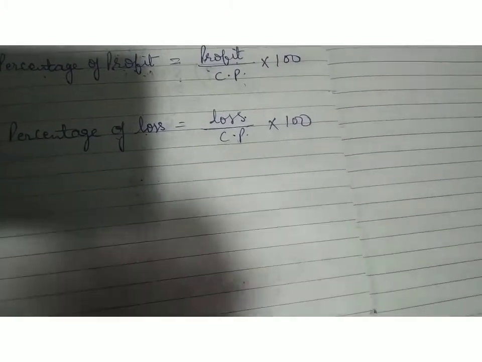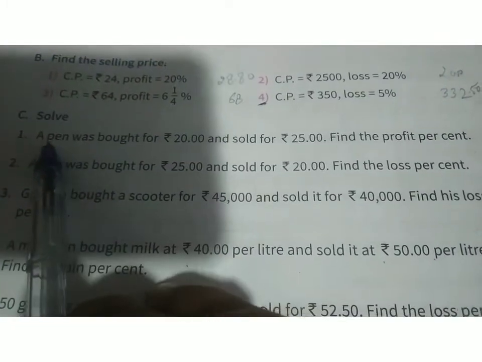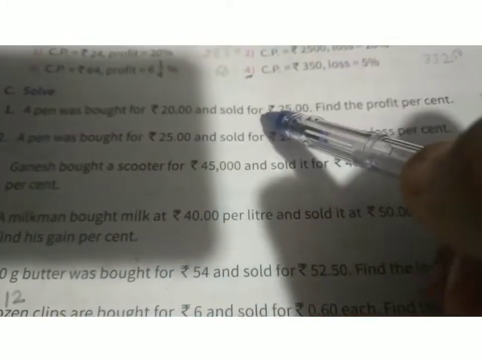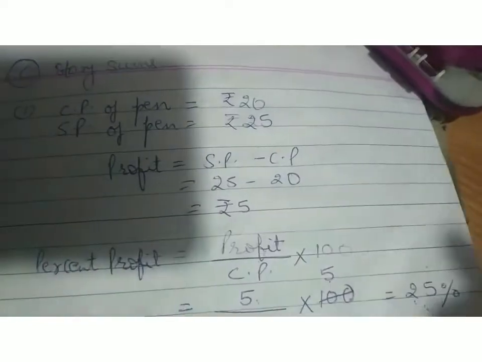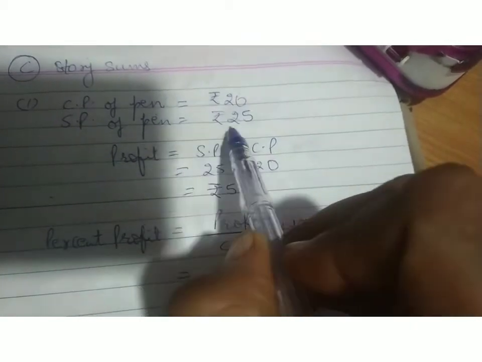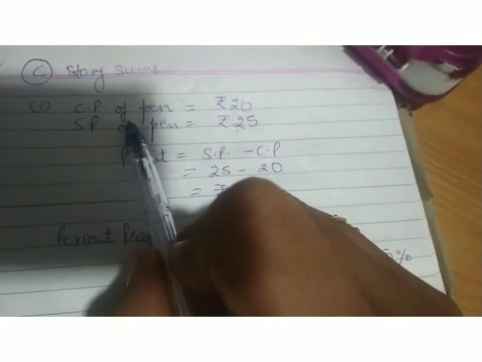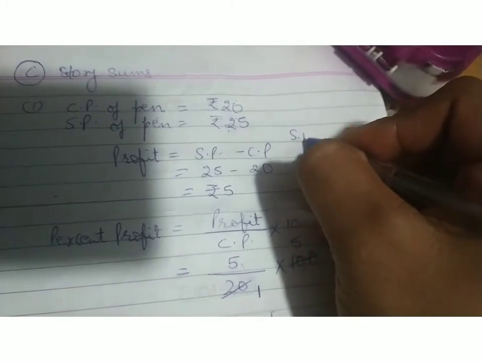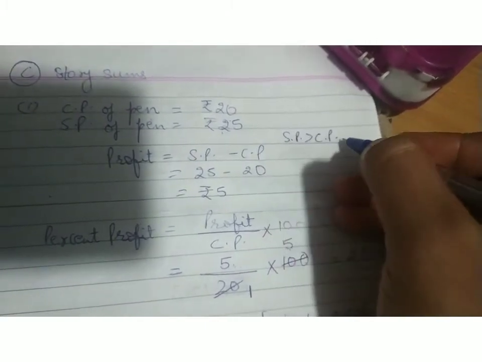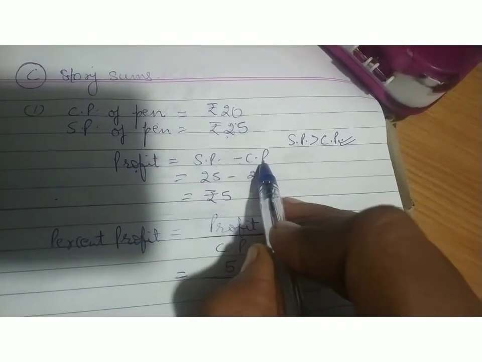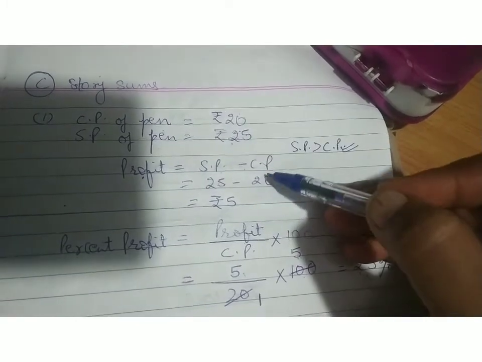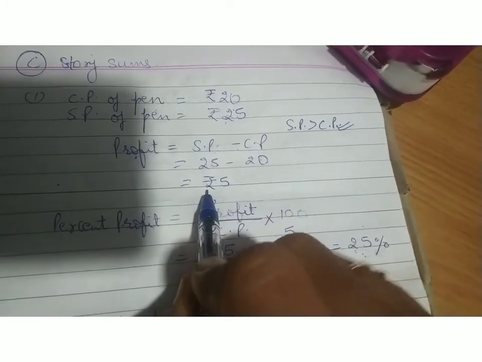So let's take one example. So children, here we will take the first example of your book. That is, a pen was bought for rupees 20 and sold for rupees 25. Find the profit percent. So children, you have seen there the cost price of the pen was 20 rupees and the selling price of the pen was 25 rupees. So in this case, because the selling price is more than the cost price, obviously we are in profit. So profit is SP minus CP. SP is 25 and cost price is 20. So we got 5 rupees of profit.